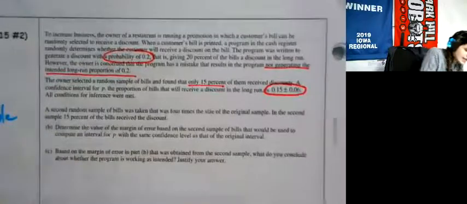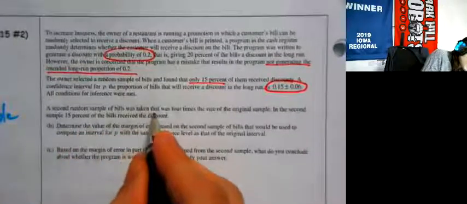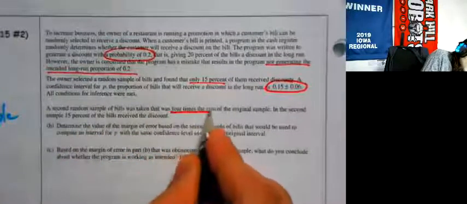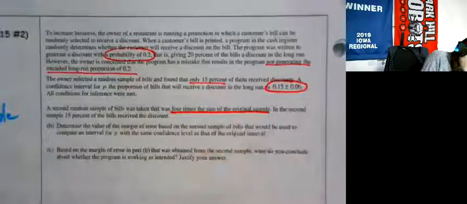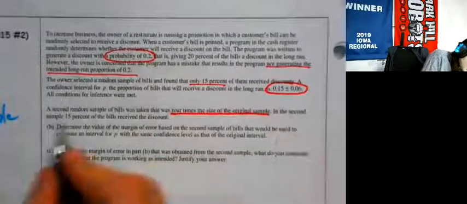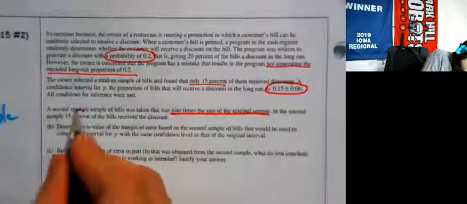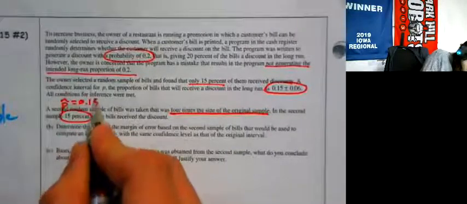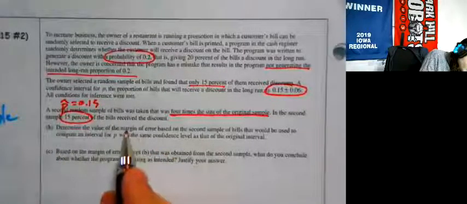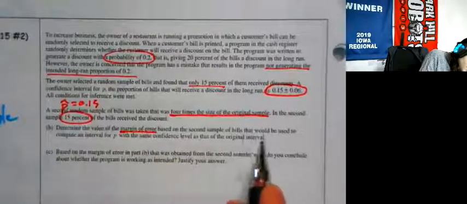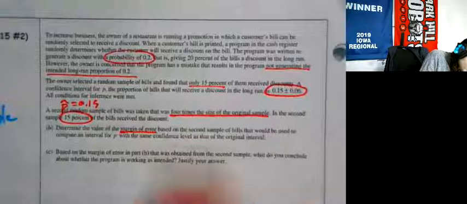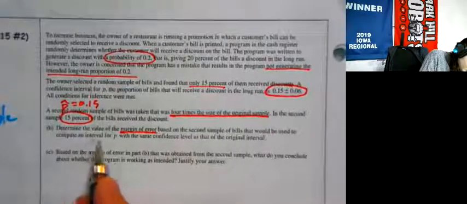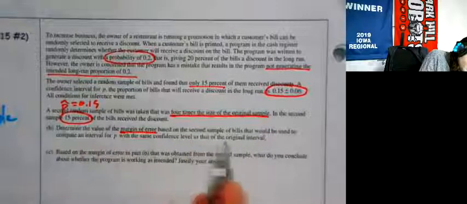Great. A second random sample of bills was taken that was 4 times the size of the original sample. Okay, in the second sample, 15% of bills received the discount. So again, that's a p hat equals 0.15. Determine the value of the margin of error based on the second sample of bills that would be used to compute the interval for p with the same confidence level as the original interval.